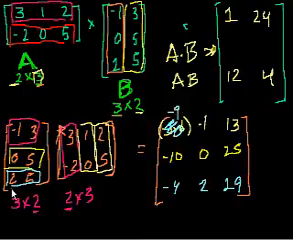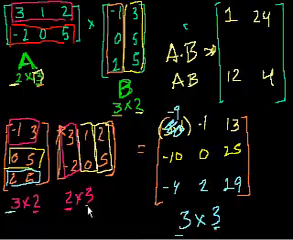So there you have it. We multiplied a 3 by 2 matrix times a 2 by 3 matrix, and we got a 3 by 3 matrix. And where did that 3 by 3 come from? This 3 is the number of rows in the first matrix, and this 3 is the number of columns in the second matrix, which makes sense because we got our row information from the first matrix and our column information from the second matrix.